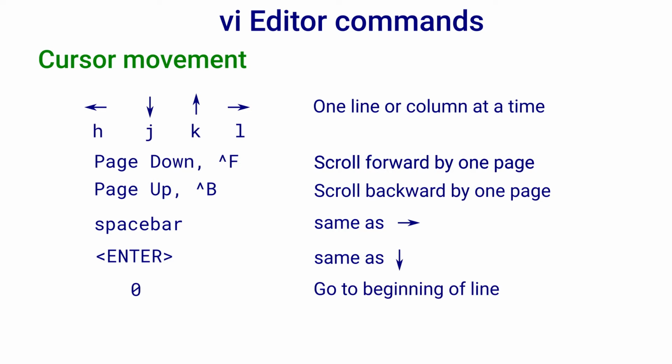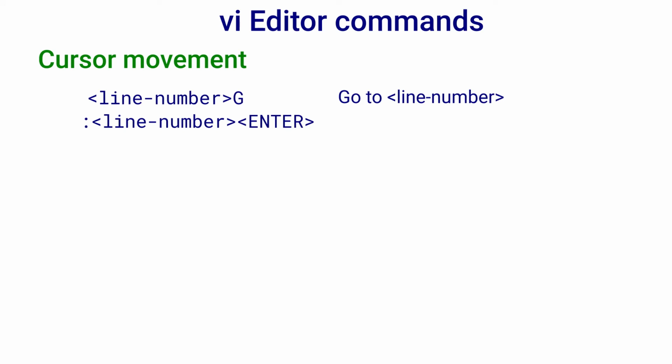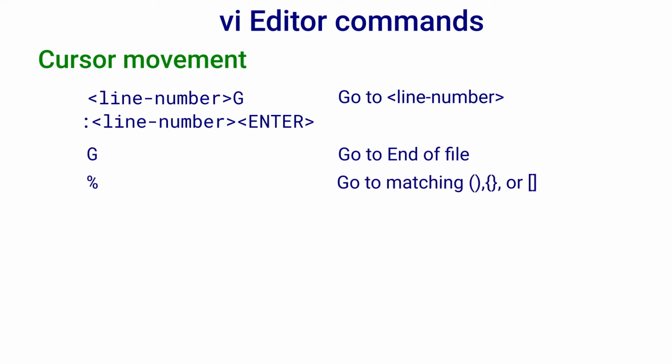Pressing 0 takes the cursor to the beginning of the current line, whereas pressing $ takes the cursor to the end of the line. The command line number G takes the cursor to the line number in the file. You can get the same result with line number enter command. If you just give the G command, the cursor goes to the end of file. If the cursor is on a parenthesis, brace or a square bracket, and the % command is given, the cursor goes to the matching counterpart.